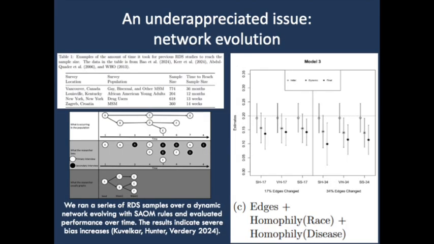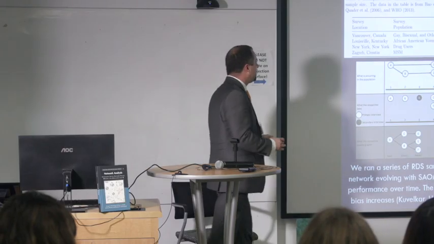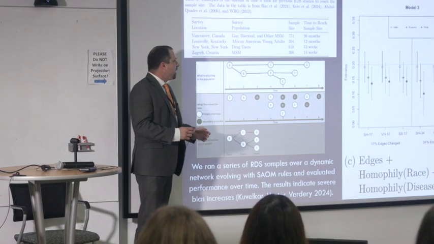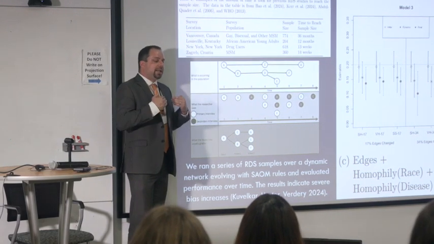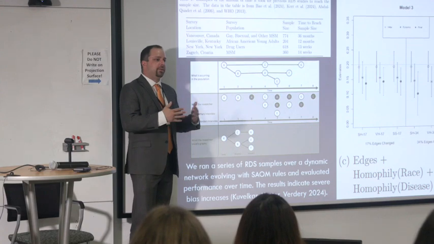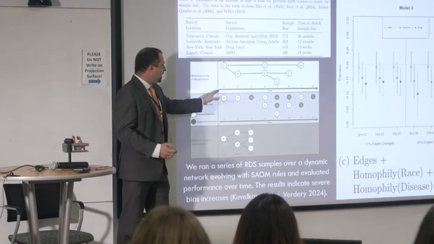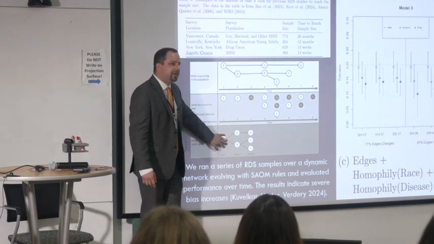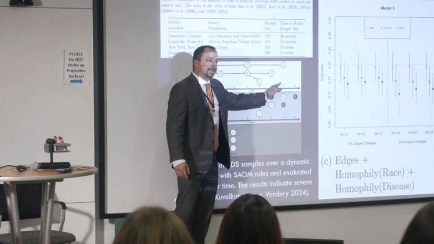An underappreciated issue that I've been working on lately, that I wanted to highlight because of a graduate student in statistics that I've been advising, Alina Kuvakar, who's doing a great job and about to finish and take a job at Pitt, is this idea that RDS unfolds in a dynamic network, even though we always assume that the network is static. I mentioned here, this is how we graph it, but in reality, it's unfolding over time.